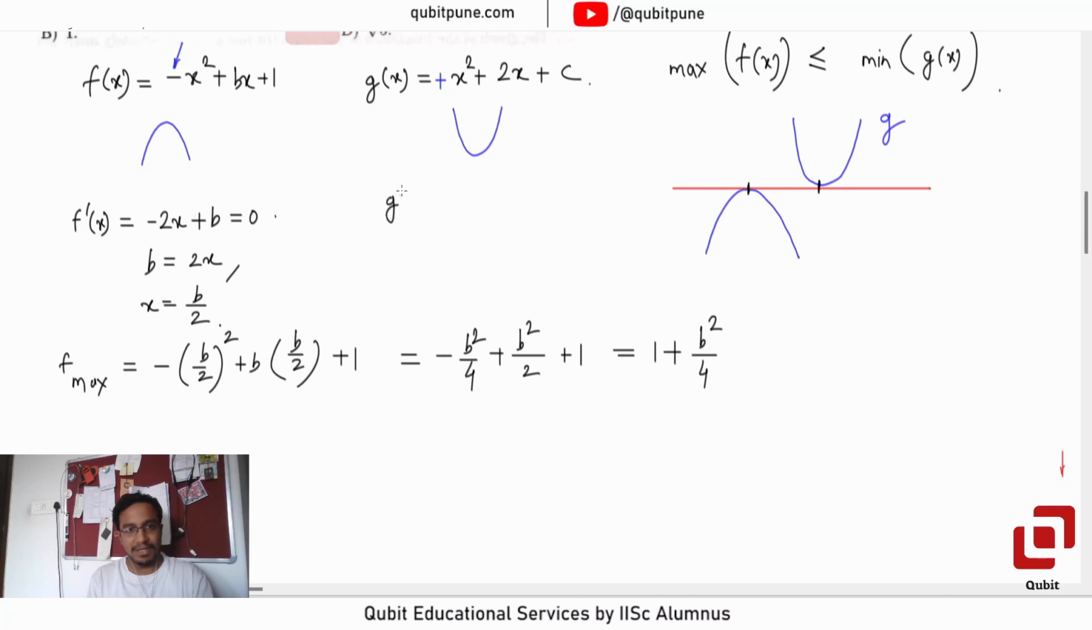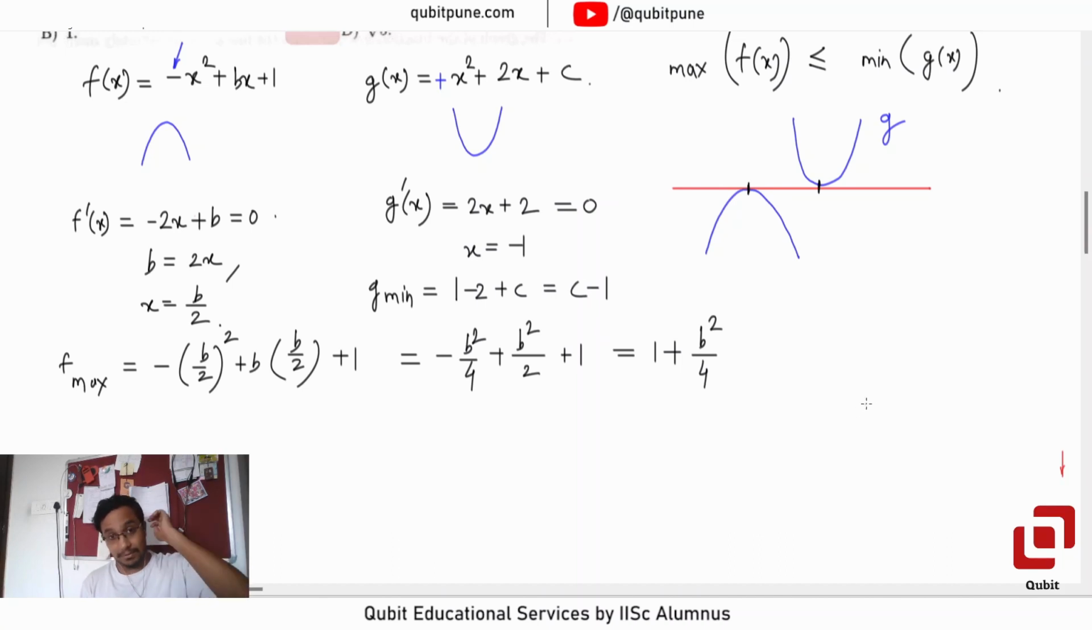Okay, let me find g dash of x here. 2x plus 2 equated to 0. So x will be minus 1. So g min will be minus 1 squared, so 1 minus 2 plus c, or c minus 1. Okay, now you basically want this.